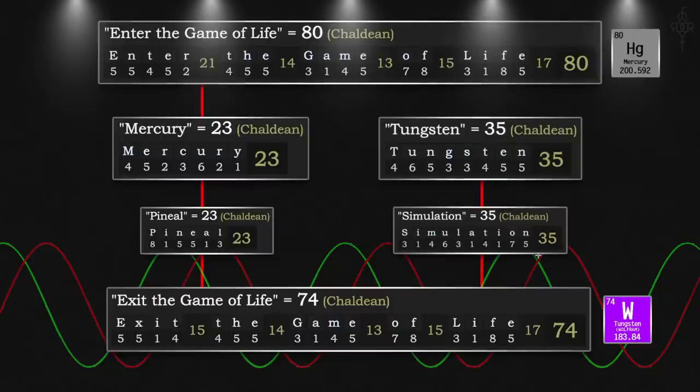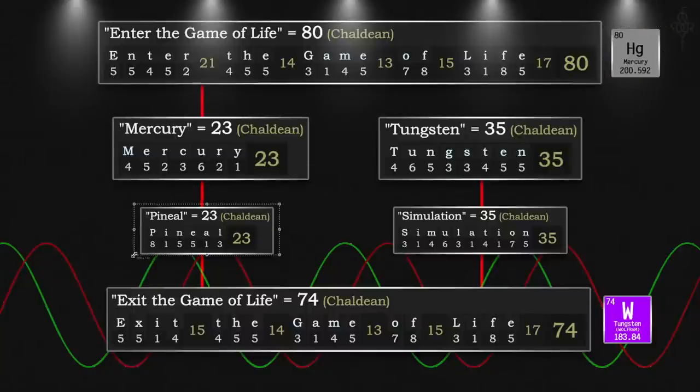Now, you can keep going with this. And this is my final slide for this right here. I'm going to do some singular numbers here in a minute. But we have enter the game of life is Mercury, 80. There's the 200. There's the fallen angel story. There was 200 fallen angels. I don't think there's a limit to that. I think it's just ongoing. But there it is. Mercury is 23.